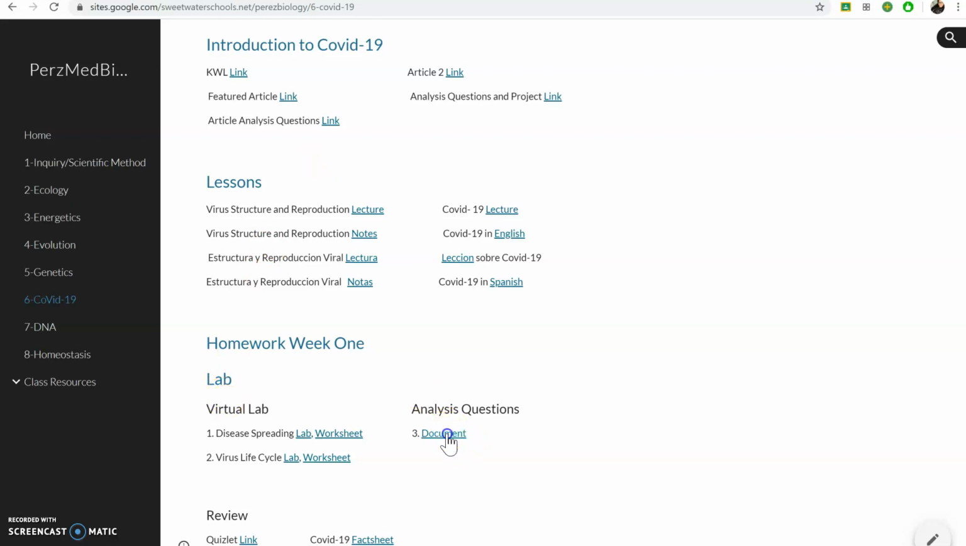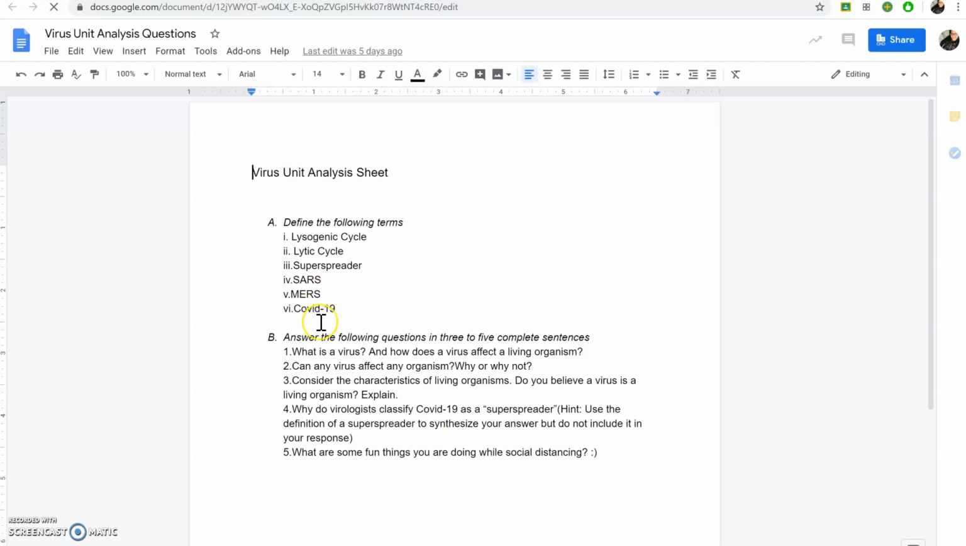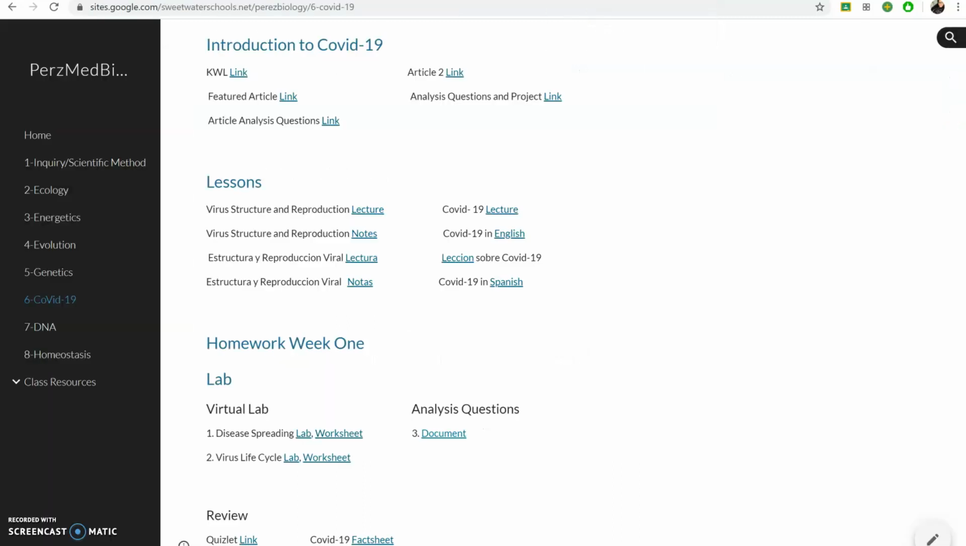The analysis questions, there will be one due every week. And you'll have to define some stuff. You'll have to answer other stuff. Just make sure you do it in complete sentences. Make sure you give me 3 to 5 complete sentences. And to figure out how to answer these, that is what the lectures are for.